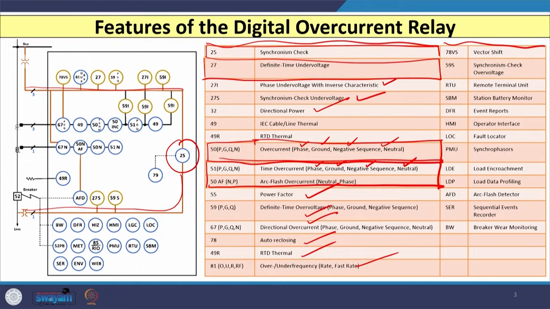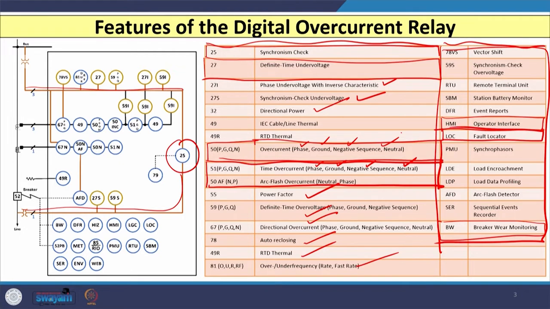Along with this, as I told you, there are several other features available in the digital overcurrent relay. If any circuit breaker is there and we want to carry out breaker wear monitoring, that feature is also available. This relay also has features like the HMI, that is, human machine interface. So, if an operator wants to carry out some interfacing, that is also possible. Fault locator is also available, so this relay can also tell you the location of the fault.